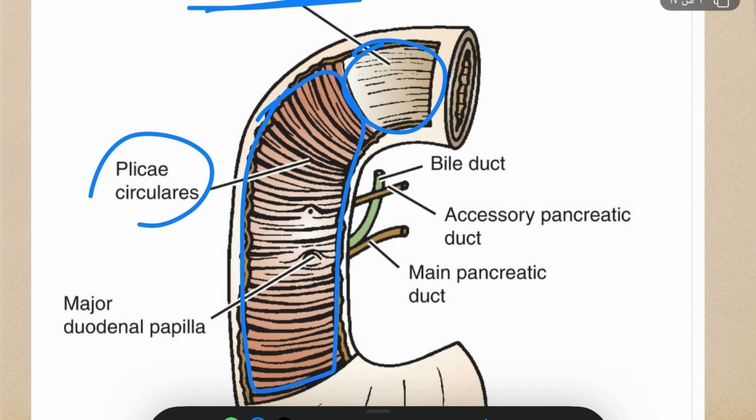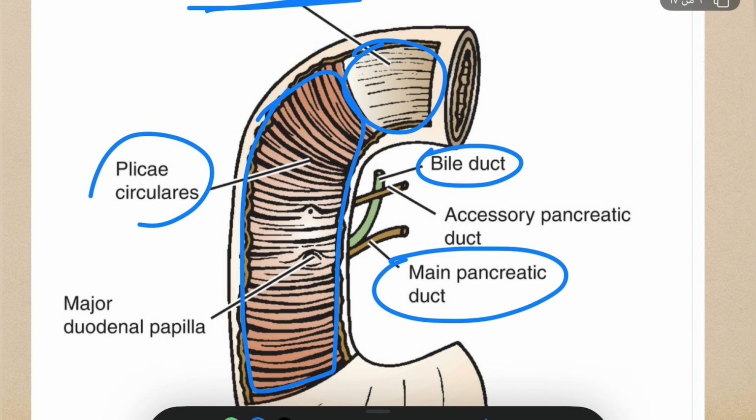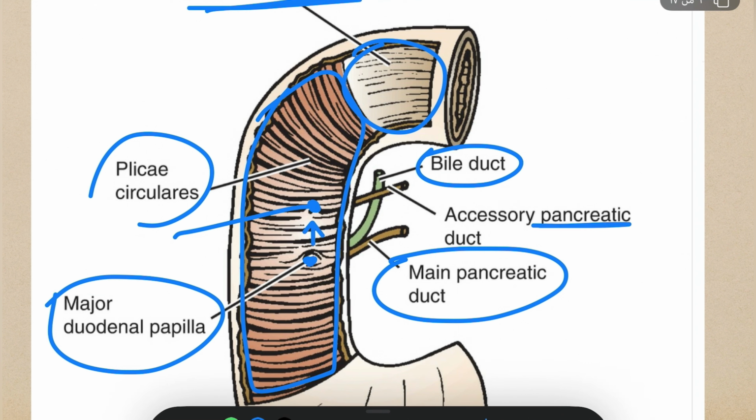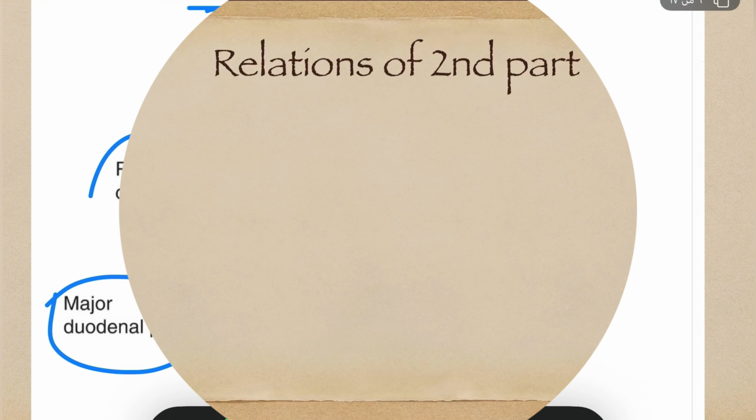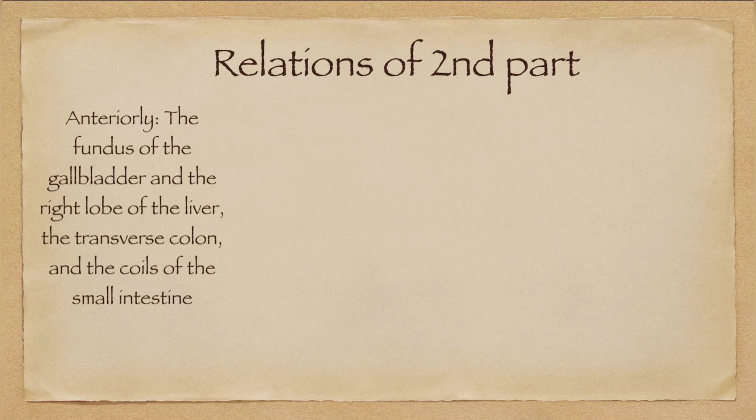In the second part of the duodenum, the main pancreatic duct unites with the bile duct to form the ampulla, and the ampulla opens in the second part of the duodenum at the major duodenal papilla. Above the major duodenal papilla, you can see here the minor duodenal papilla, where the accessory pancreatic duct enters the second part of the duodenum.